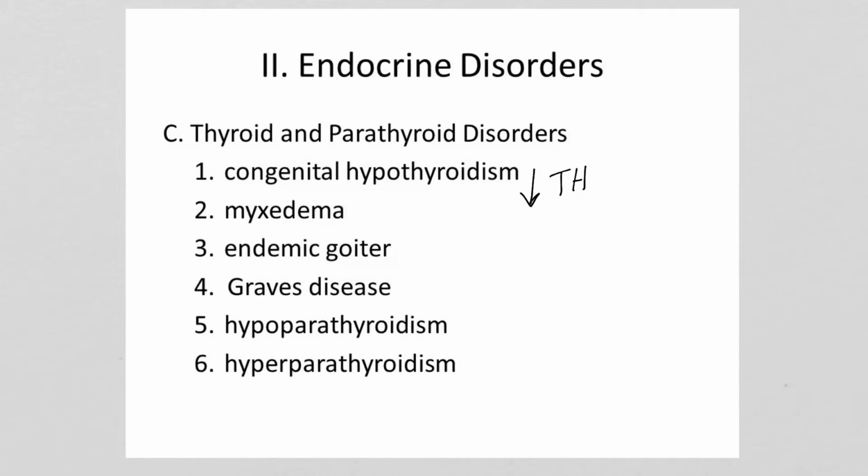In congenital hypothyroidism, we would see stunted physical development as well as mental development. Generally low metabolic rate, people will be lethargic and sluggish. This also tells us about the importance of thyroid hormone in development, because these people are generally severely mentally retarded because of the lack of development of the nervous system.